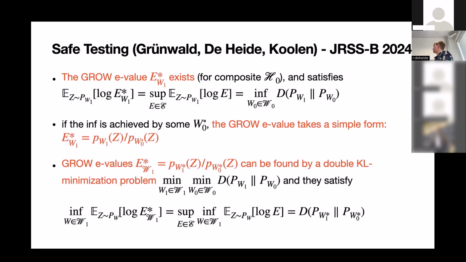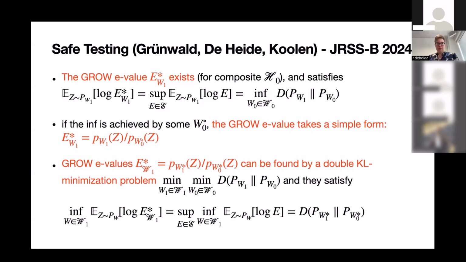And then this is the main result of the safe testing paper, and this is how this all started. So this was basically the first way of constructing meaningful e-values for problems with composite null hypotheses. So this is the main theorem, and the main theorem consists of three points. The first point says that it exists. So this growth rate optimal in worst case e-variable exists for composite null hypotheses. And it satisfies some equations similar to what I just showed.